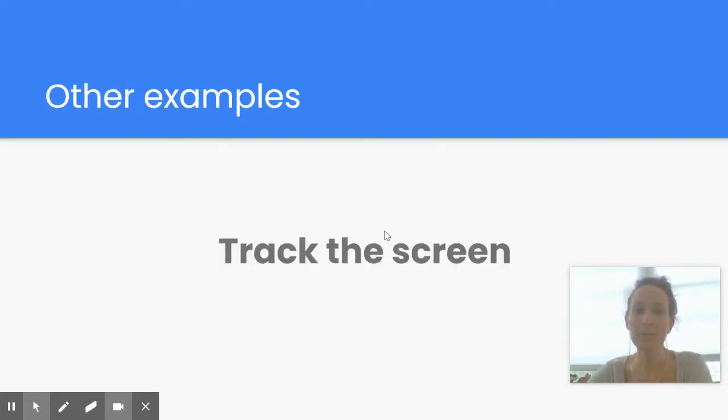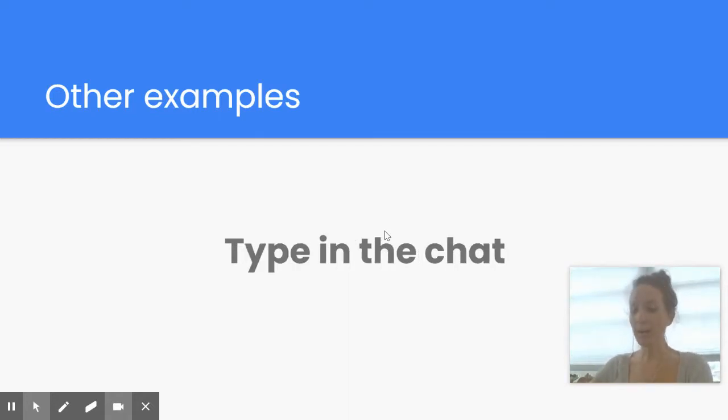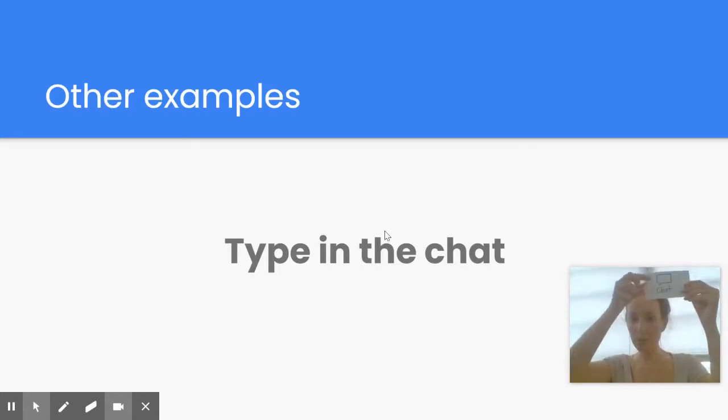So some other examples, if we were just writing in our notebook, now I want my students to track the screen again. So I can use gestures like this to get them to look at me, or like, now you're looking at me. Or if I want them to type in the chat, I might make a simple cue card like this that took me 10 seconds to draw, and now I have it forever.